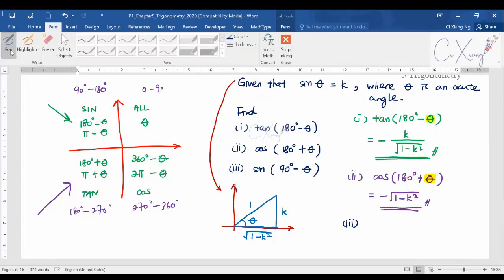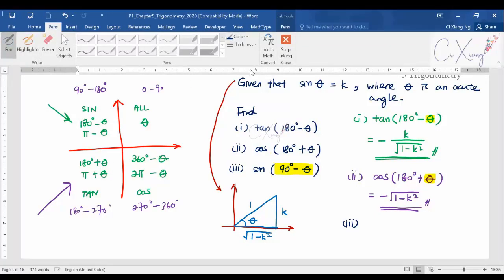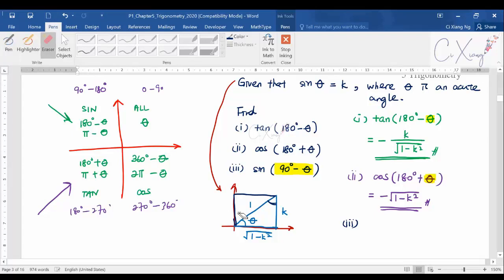Okay, so for part number 3, if you look at the question, they are asking for 90 minus theta. But if you look at the figure that I show you here, there's nothing related to 90 minus theta. Okay, so the 90 minus theta is a bit special because for 90 minus theta, the angle is actually this one. You can write as this one also. You can draw another triangle here also. Okay, so this is 90 minus theta, correct or not?